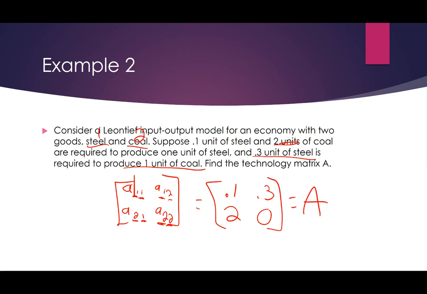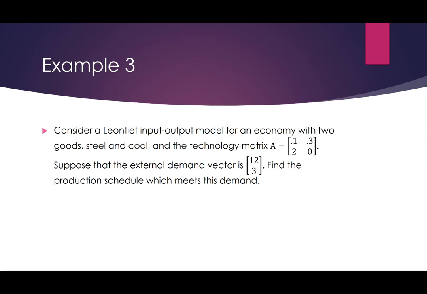That's example 2. Again, I think it's very easy to do when you think of 1 and 1, 1 and 2, 2 and 1, 2 and 2 as being the goods. Steel to make steel, steel to make coal, coal to make steel, coal to make coal. I think that makes a lot of sense. It makes it easy to fill out because all that information is already given to us. It's just a matter of making sure it's in the right part of that matrix.